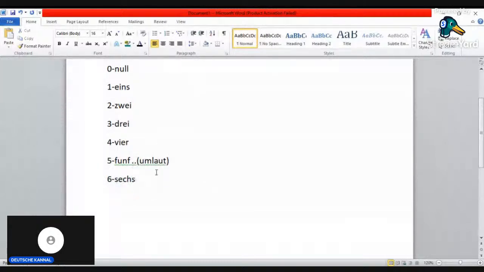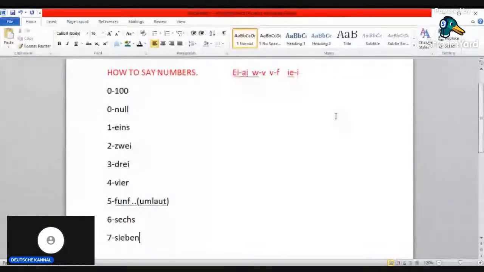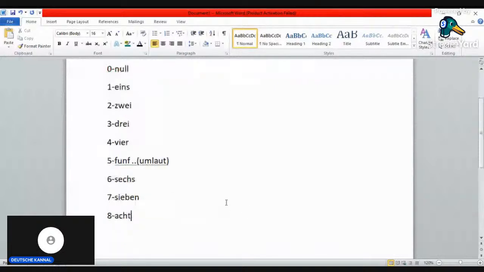Number 7 is pronounced with a Z sound at the start. It's only the pronunciation, pronounced as Z. That's why we say sieben. Then next we have 8. 8 is acht.